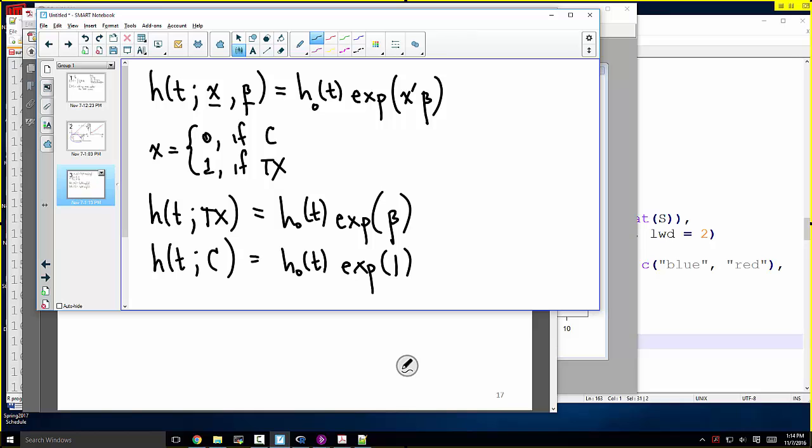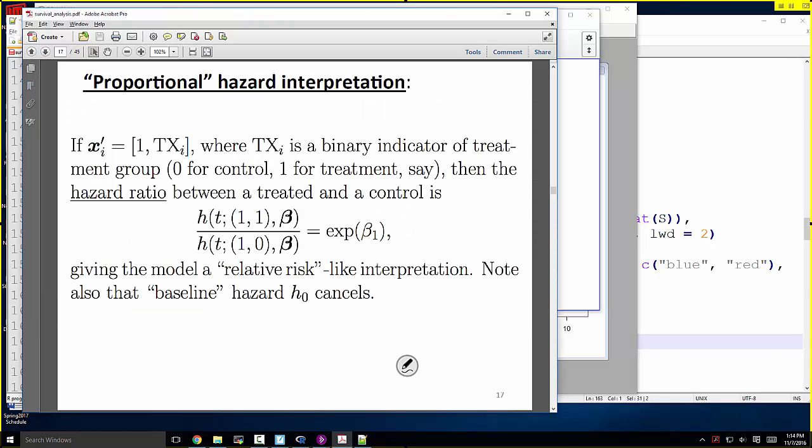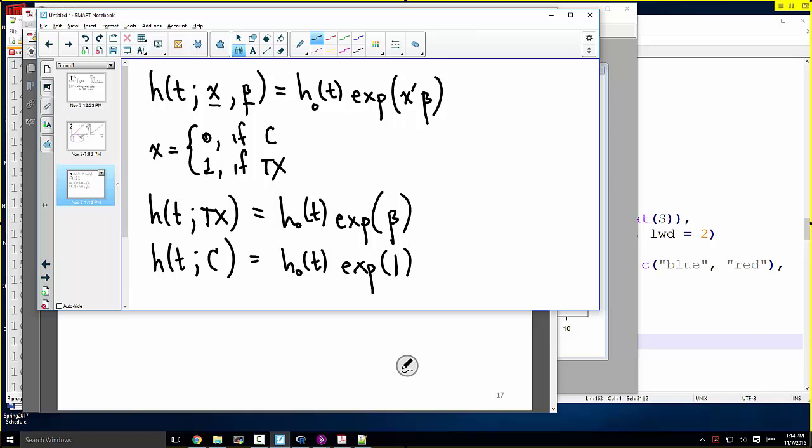So the ratio, that should be e to the 0, which equals 1. So the ratio of these two, the hazard ratio comparing treatment to control, is just e to the beta. The baseline hazard cancels out.